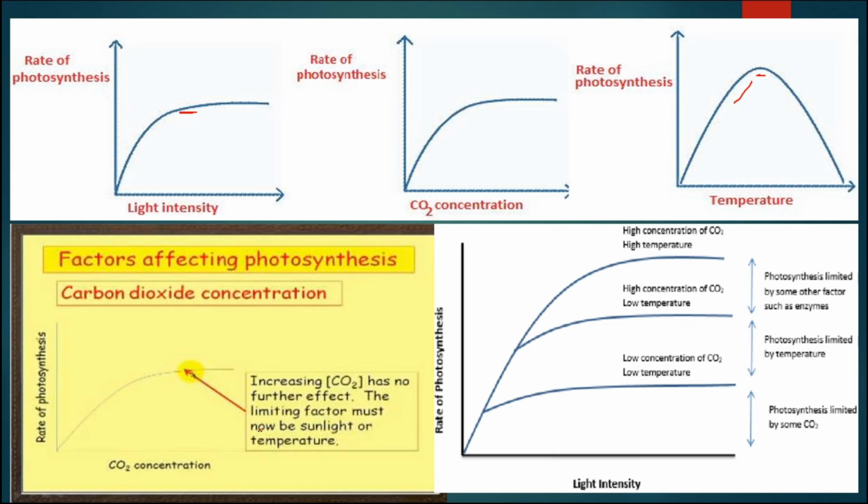Here in this diagram we can see that the CO2 concentration is increasing, which is why the rate of photosynthesis is also increasing. But after this point it will not increase, because other factors like sunlight or temperature may become the limiting factor. Here also, with light intensity, we can see that photosynthesis is limited by some other factor such as enzymes, although the temperature is increasing.